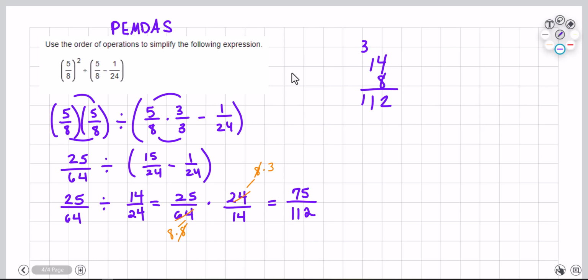And now I look to see if there's anything that can cancel so I can reduce this fraction. This ends in a 5, this doesn't, and doesn't end in a 0. They're both not even, so I am not seeing any way to reduce 75 and 112, so that is my final answer.